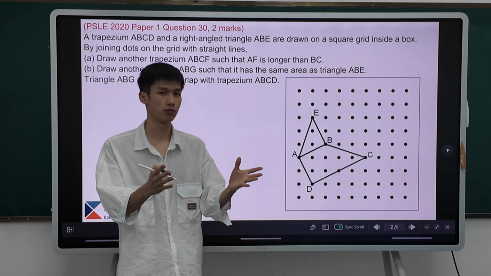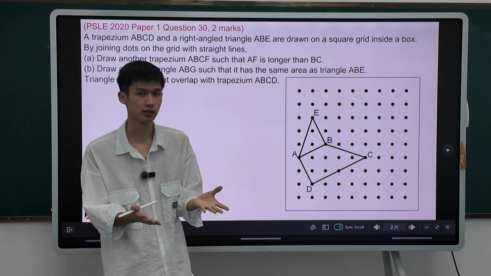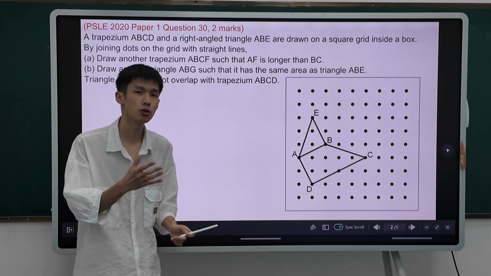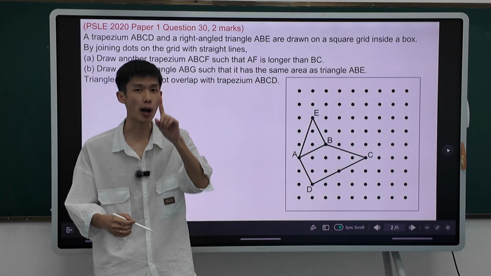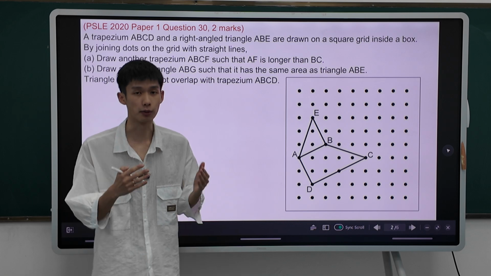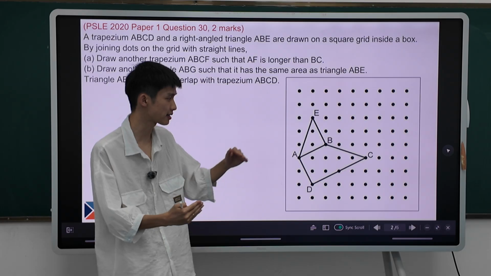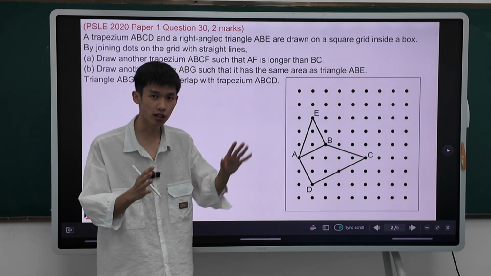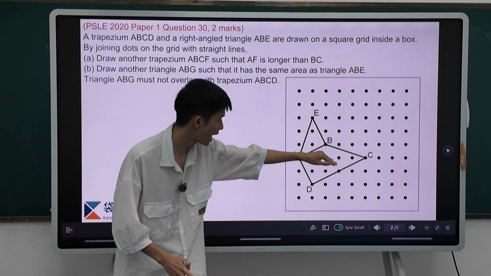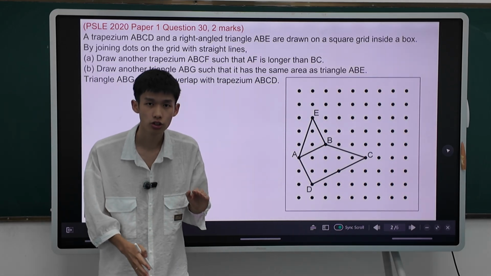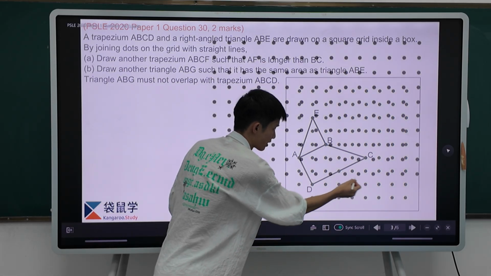So first of all, what is a trapezium, and what's the property of a trapezium? For a trapezium, we have how many pairs of parallel lines? Only one pair of parallel lines, and the other pair cannot be parallel. But the problem over here is how we draw parallel lines inside the grid. AB is not even a straight line, it's slanted, and BC is also slanted. So how do we draw parallel lines?